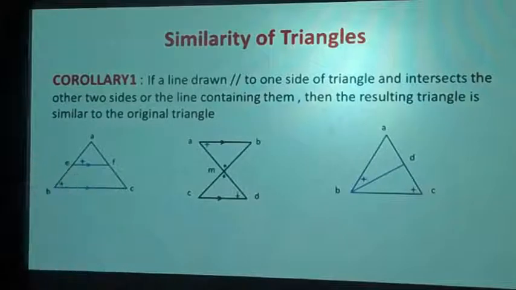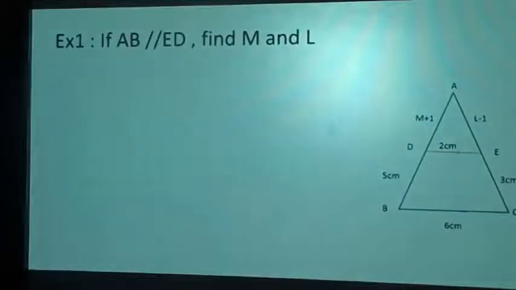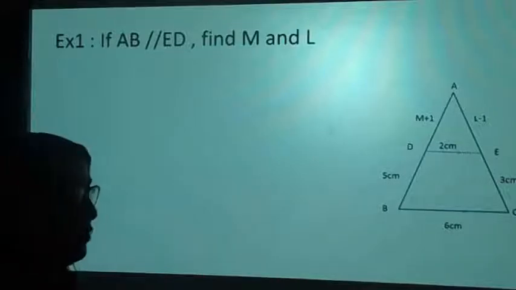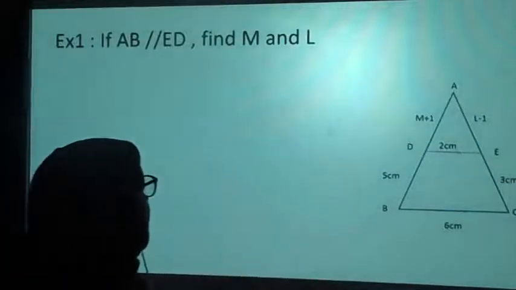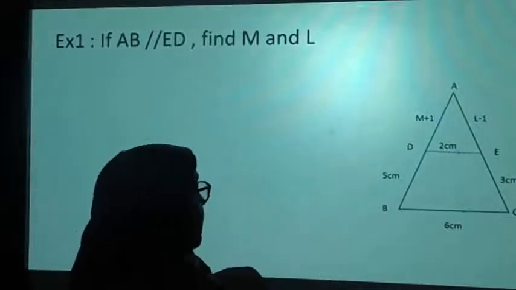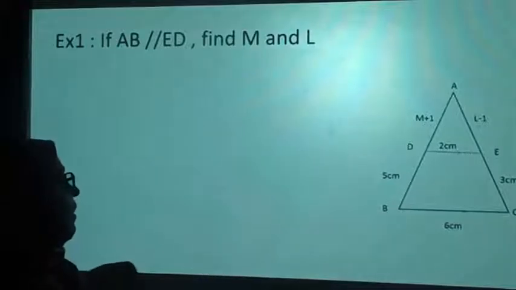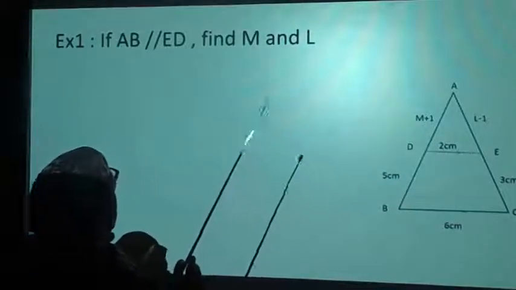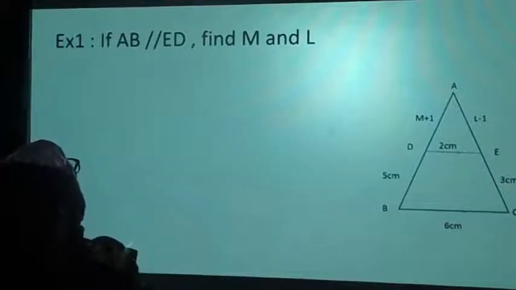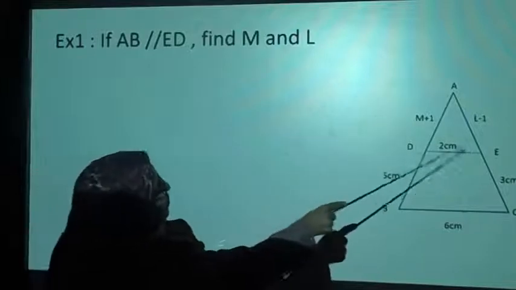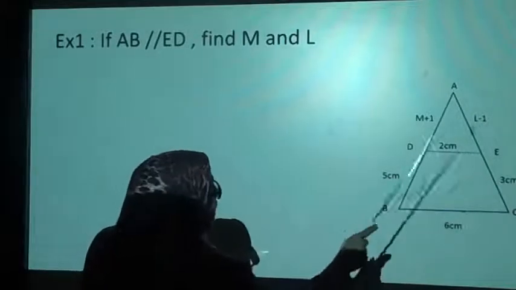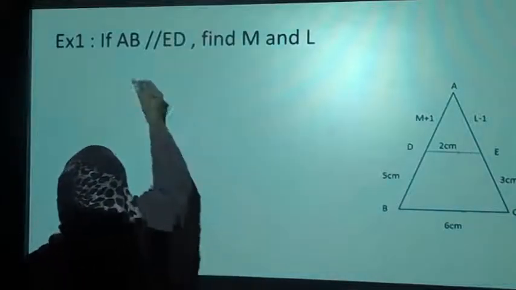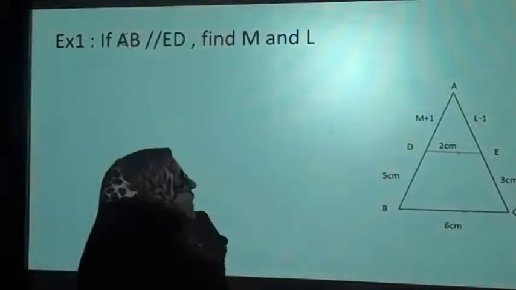Now let's move to another point. Here is an example, and it says in this example, if AB is parallel to ED, find L and M. Now let's try to find the values of M and L. He only gave me that BC is parallel to DE.